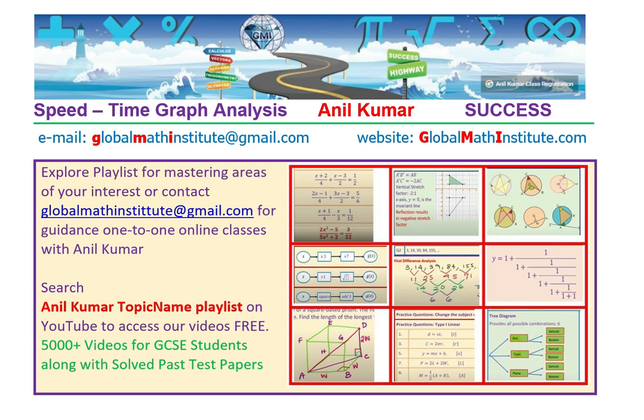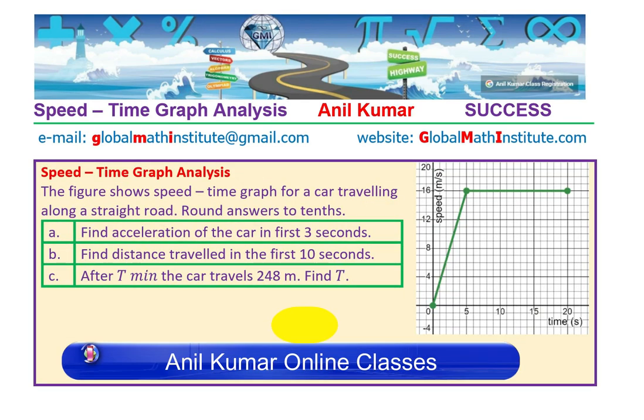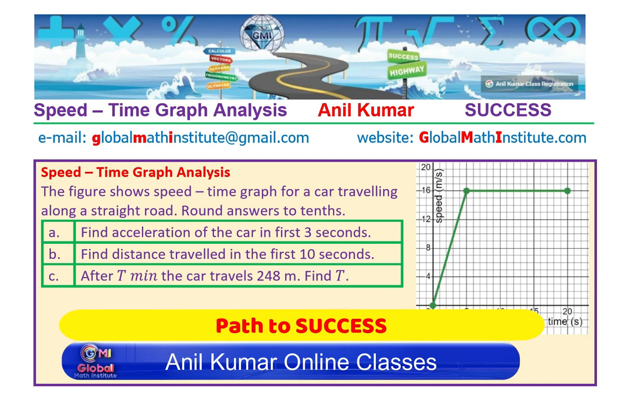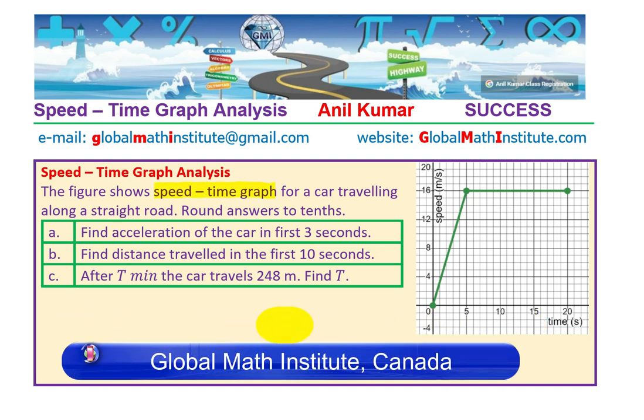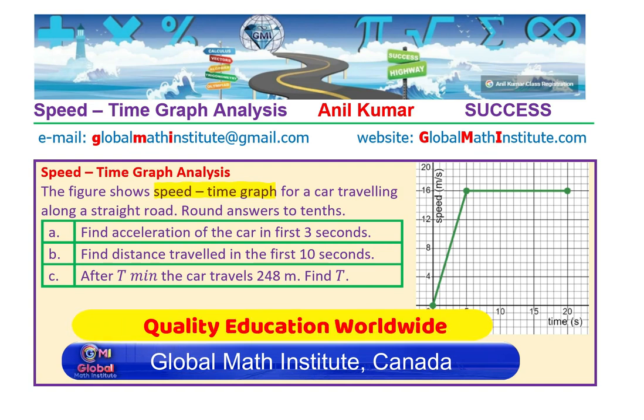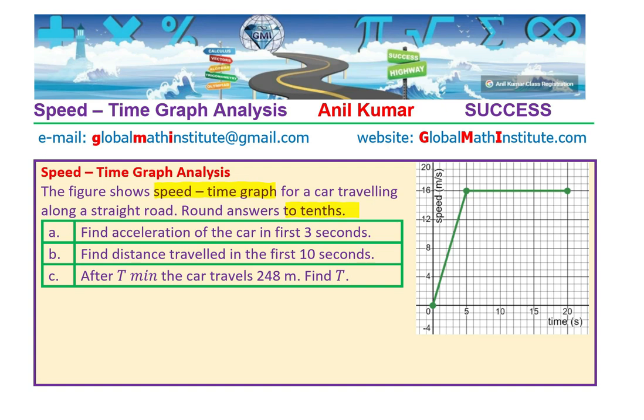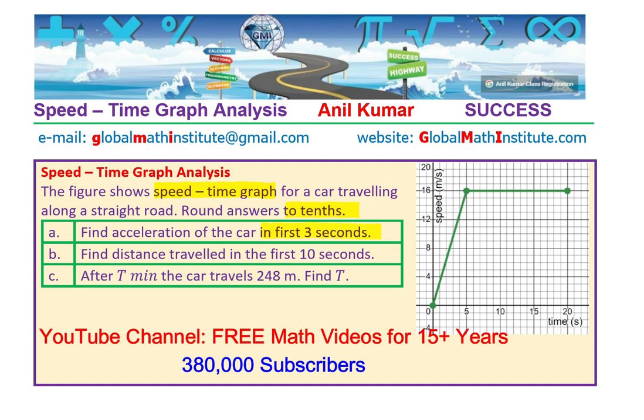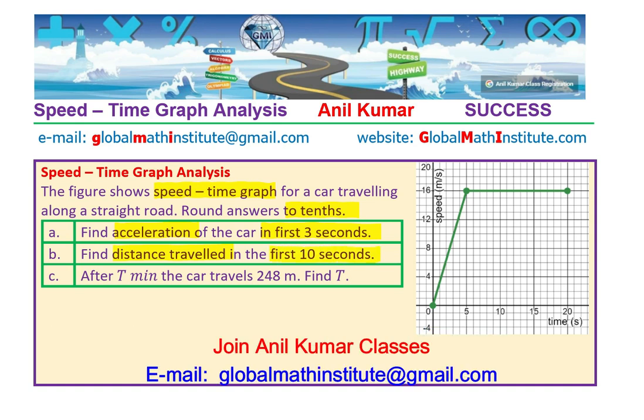Now, let's begin with solution of the question at hand. The question here is the figure shows speed time graph for a car traveling along a straight road. Round answers to tens. Part A, find acceleration of the car in the first 3 seconds. Part B, find distance traveled in the first 10 seconds. Part C is after t minutes, the car travels 248 meters. Find t.